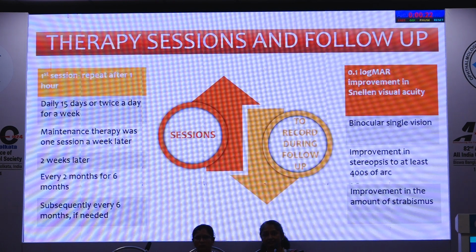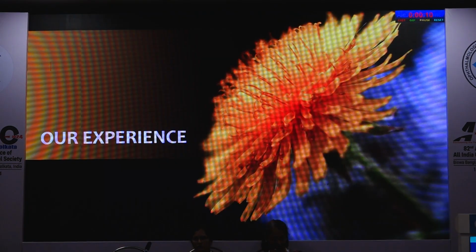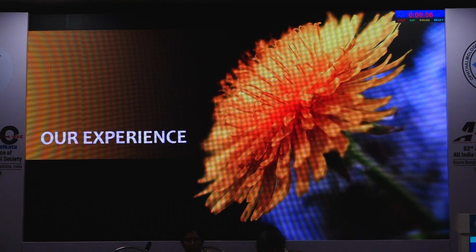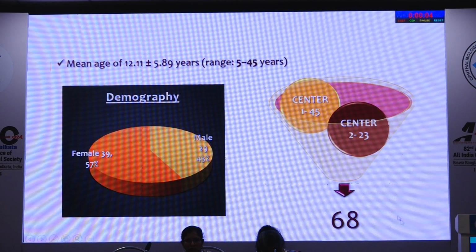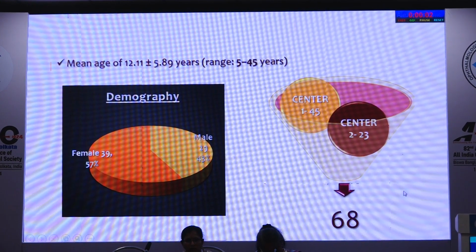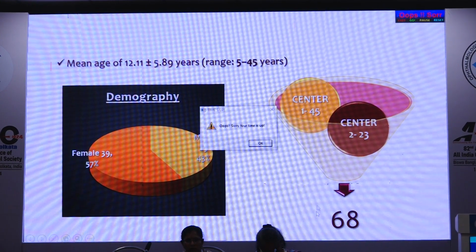At every follow-up we have to note the visual acuity, the presence of binocular single vision, and the improvement in stereopsis. If the patient has squint, we need to measure the magnitude serially. As for our experience, this has been tried in a small clinical setup, so we have been able to try it only in 2 different centers on 68 patients.